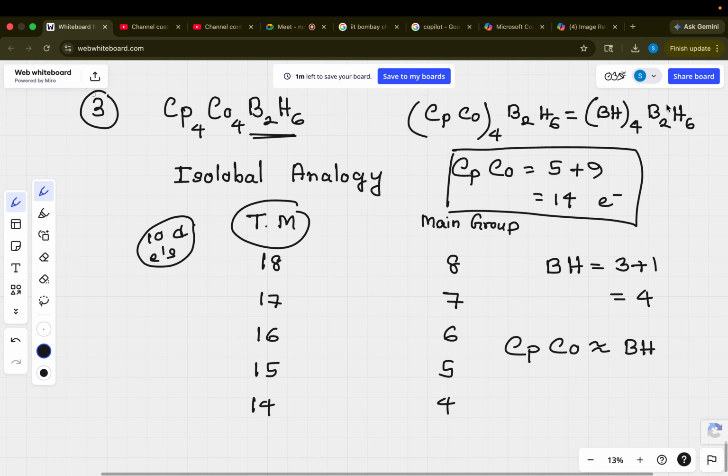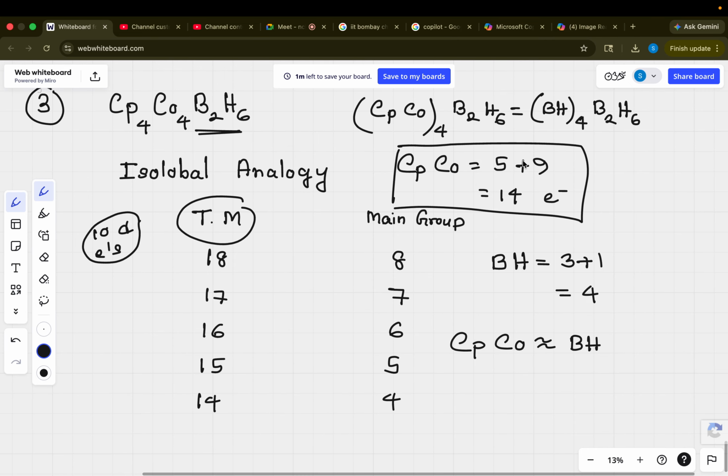Now do it. Nido, sir. Nido, right? So altogether I am getting what? B6H10, right? B6H10. If it releases 4H plus, that means I am getting B6H6 4 minus, which is actually your nido. Got it? How to do? Clear?